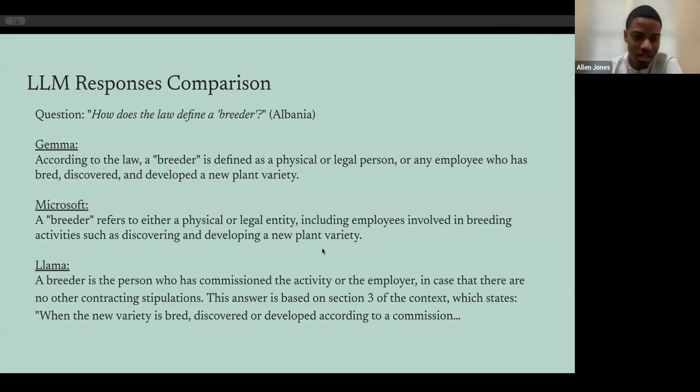Now, Llama, while it also answers the question, likes to ramble. That answer would really take up like an entire page, just because it likes to keep on thinking and repeating itself. So although it does give a correct answer, it's not as helpful to the farmer.